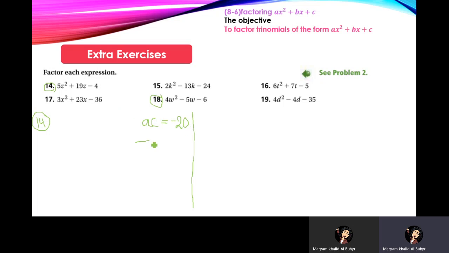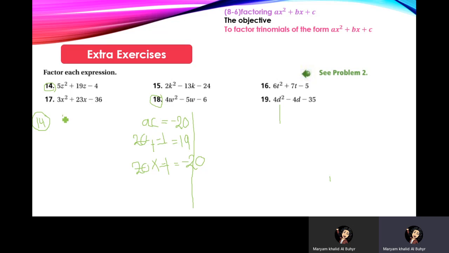Now, go back to the previous lesson. Think about two numbers. Once you add them, you will get the number in the middle, 19. Once you multiply them, you will get negative 20. That's so easy to find. I can say 20 times negative 1 will give me negative 20. Once you say 20 plus negative 1, you will get 19.